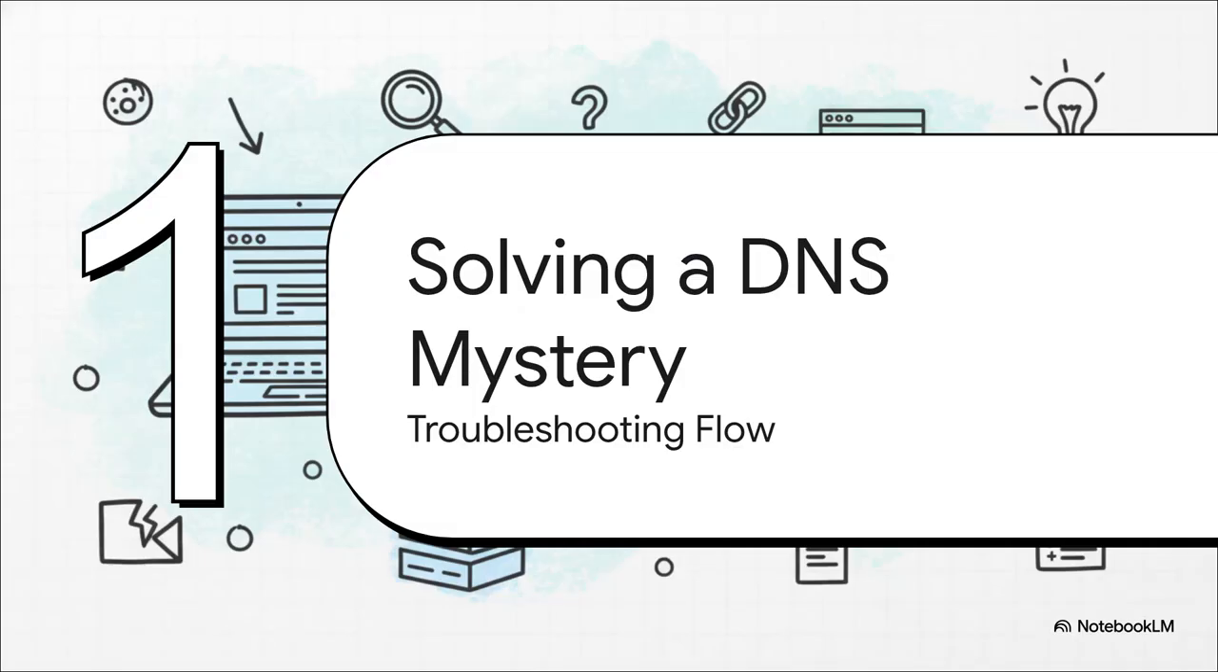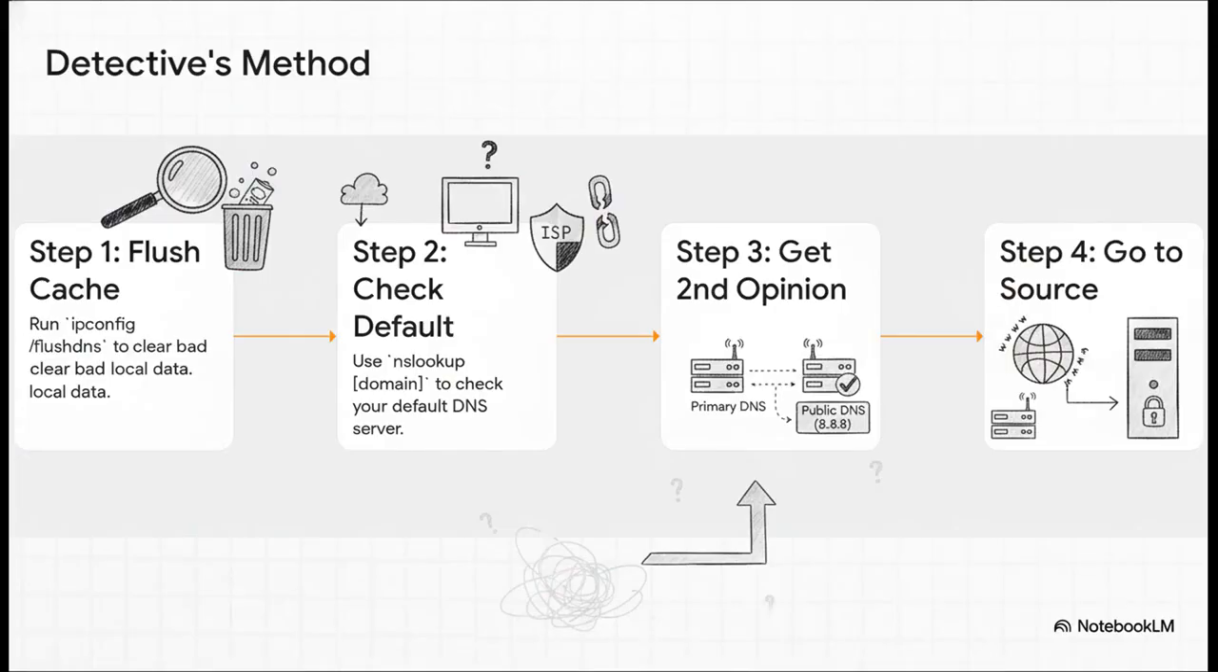All right, we've gathered our tools, we've learned the techniques, now it's time to put it all together. Let's walk through a real-world case and see how these tools work in a logical sequence to track down and pinpoint a DNS problem. So here it is, the DNS detectives method. Step 1. Always flush your local cache first. Get rid of any bad data on your own machine.